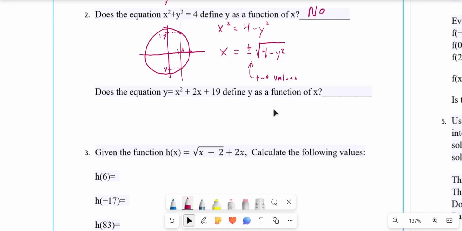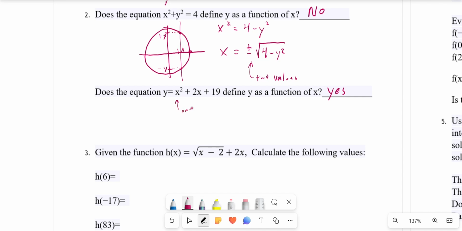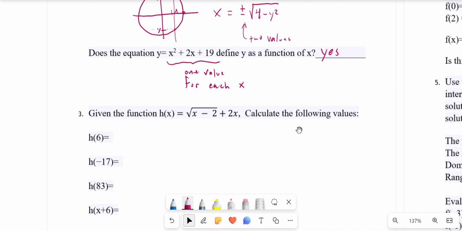Now, does this describe a function? Yes, it does. There's only one value that you get. You plug in x here, you get one value back. You don't get multiple values. Same thing if I times it by 2, if I add 19 to it, if I add these together, there's only one value produced, right? And that's what makes a relation a function, is monovalency, having only one value for every input of x.